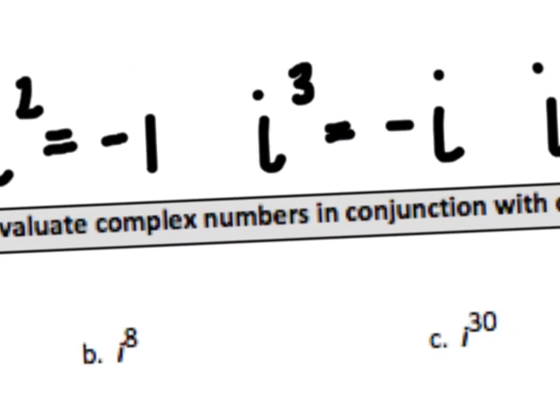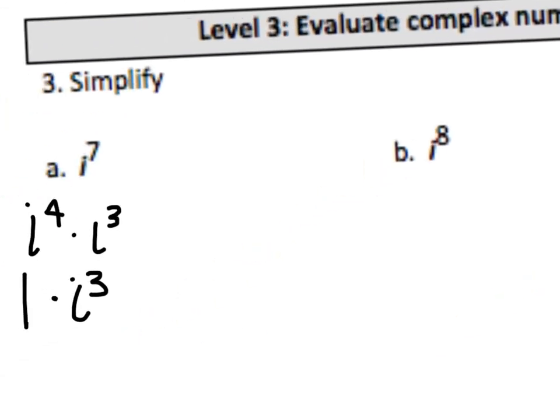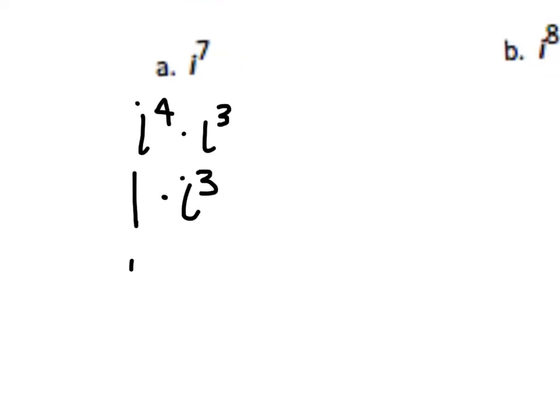i to the 3rd was -i. So I have 1 times -i. So this is just going to equal -i. So it's almost like those multiples of 4 don't matter, because 1 doesn't really change anything.